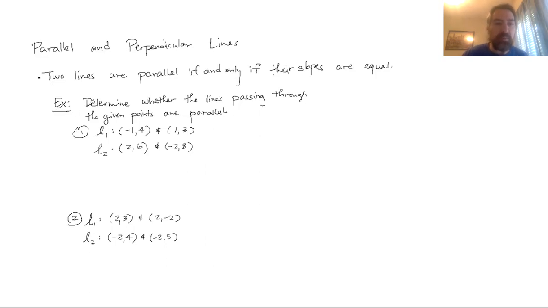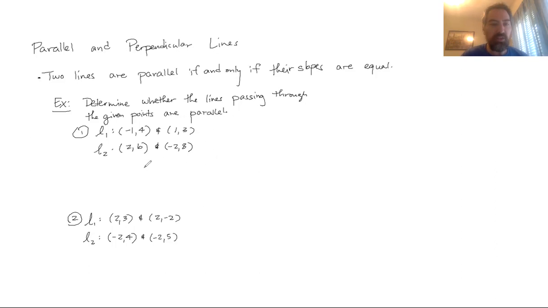In the directions for the example, we want to determine whether the lines passing through the given points are parallel. So we have two lines. I'm calling these L1 and L2. L1 passes through the points (-1, 4) and (1, 3). Line 2 passes through (2, 6) and (-2, 8). Now, we can graph these points and draw a line through them so that we can see that geometrically, if that helps you visually. But we don't need to do that. All that's necessary is to calculate the slope of these two lines, and as long as we know two points, then we know the slope.